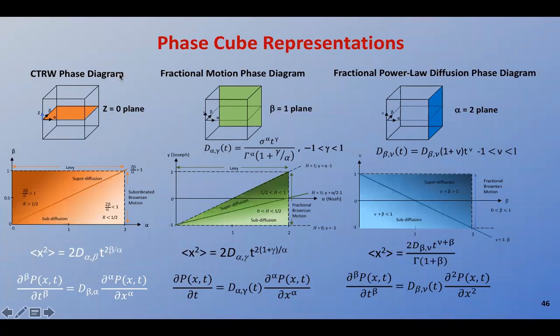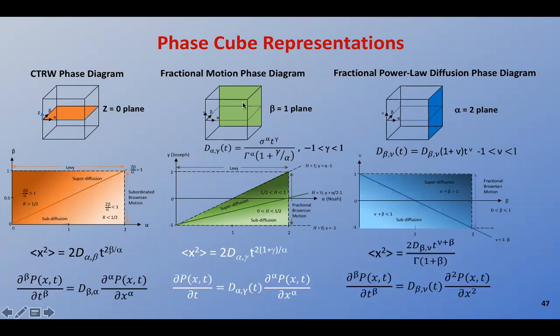When you have a CTRW model, you get a z equals 0 plane, it's alpha beta. It has a mean square displacement that goes as 2 beta over alpha, and it corresponds to a fractional diffusion equation with a constant coefficient. When you have a fractional motion model, you have the situation where you have the back plane of this cube, and the back plane of this cube corresponds to beta equal 1. Alpha goes in this direction, gamma goes up and down. So you have a mean square displacement. Again, it's not linear. It has a different relationship here as it goes, but it corresponds to a diffusion equation where you now have a diffusion coefficient that's an inverse power law function of time.